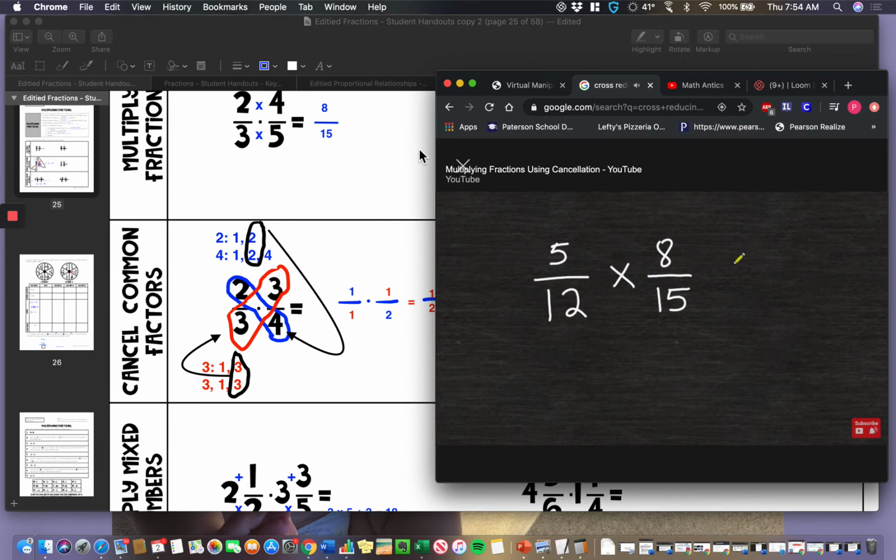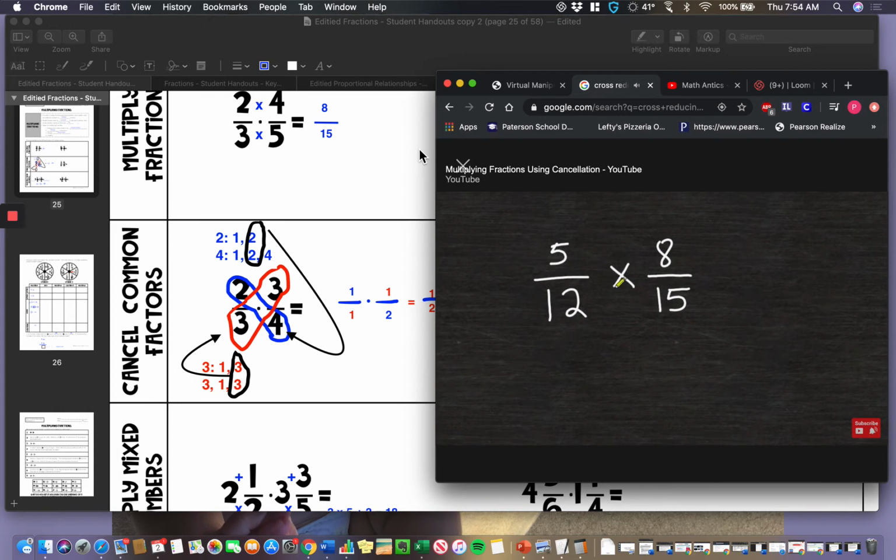Let's try another example. This time we are multiplying 5/12 by 8/15. Remember, when using cancellation, you are only allowed to use one numerator with one denominator at a time. Sometimes people try to cancel with two denominators. For example, with 12 and 15, they would see that 3 goes into both of these numbers, but you cannot cancel out a 3 out of 2 denominators. It has to be one numerator and one denominator.